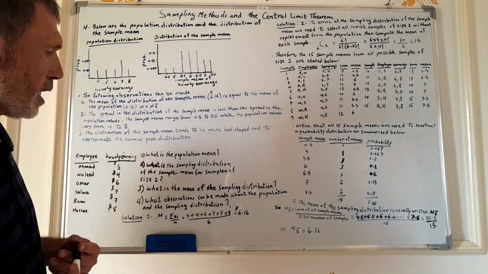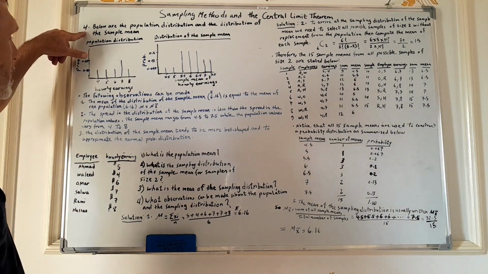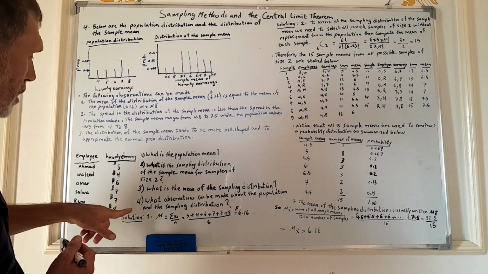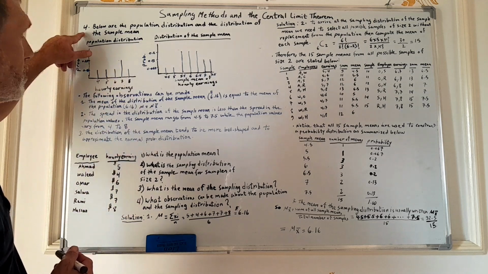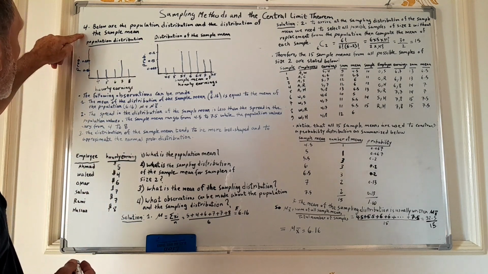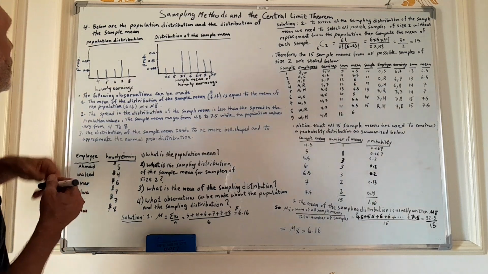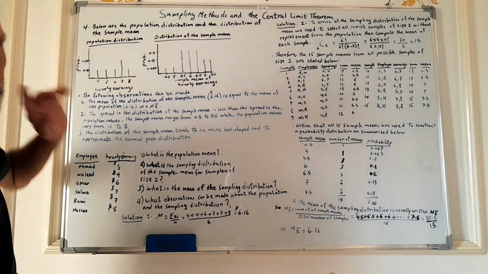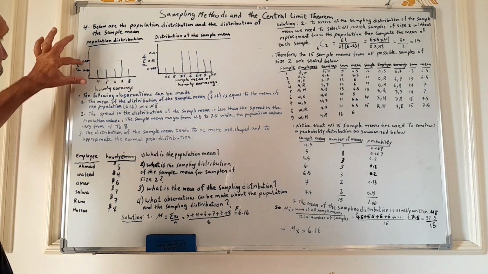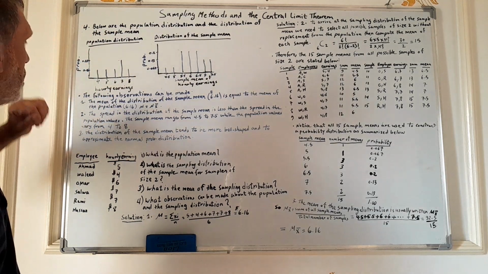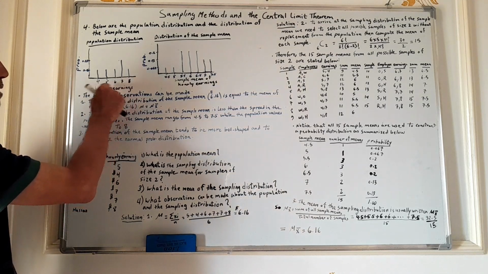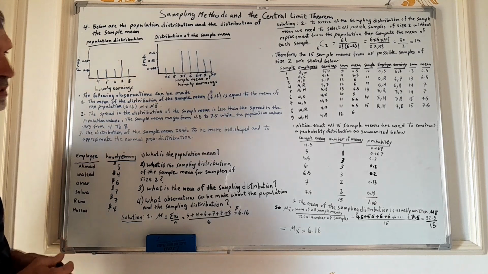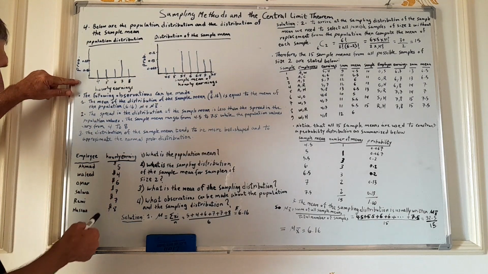Of course, to do that, as you can see, this is the solution of question number 4 over here. Now, as you can see, below are the population distribution and the distribution of the sample means. This is the distribution of the population. So we have the hourly earnings along the horizontal axis, and along the vertical axis we have the probabilities. As you can see, this is the population.